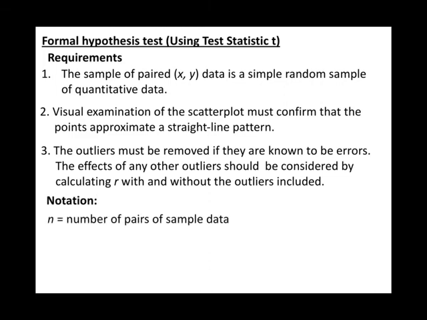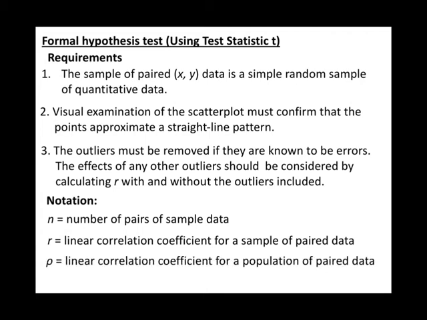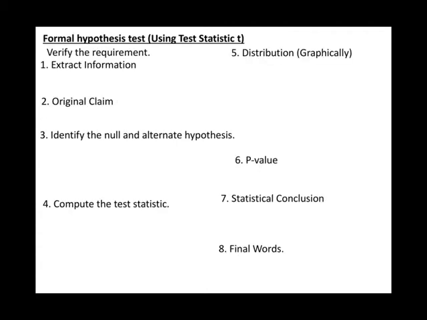Notation. N represents the number of pairs of the sample data. The R, sample linear correlation coefficient. The rho, population linear correlation coefficient. And we will be using the same step just like chapter 8 and chapter 9. Look at the original claim. We have the rho equal or not equal to 0. Why do we only have these two choices?